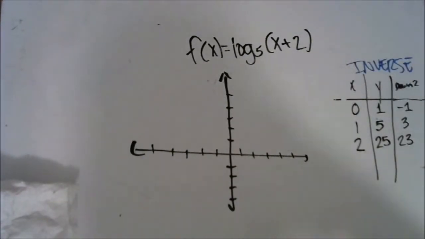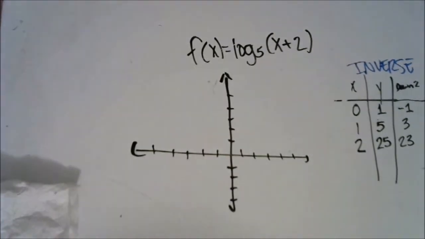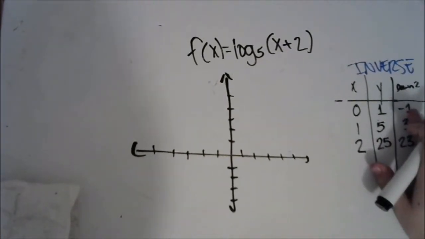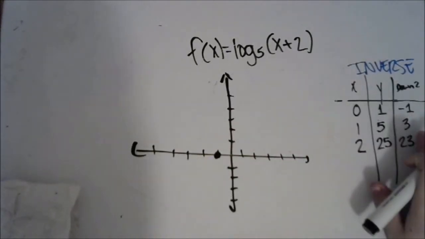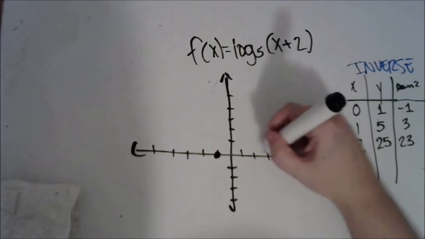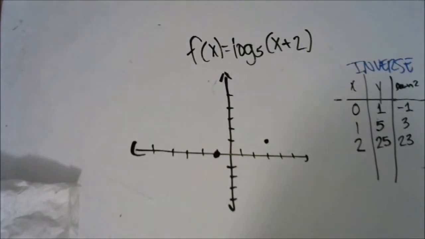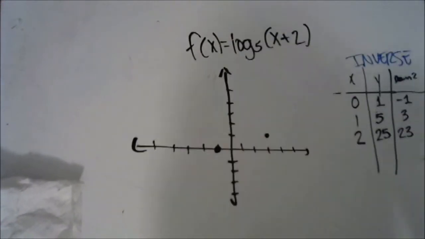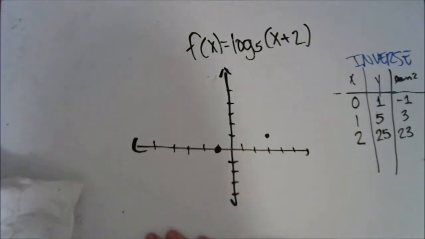Let's start with the first point, negative 1 comma 0. The second point, 3 comma 1. And then with logarithms, you generally can't fit 3 points on the graph without an unusual scale. So logarithms are where I make the exception to the 3-point rule. Make sure you have at least 1 point and your asymptote.